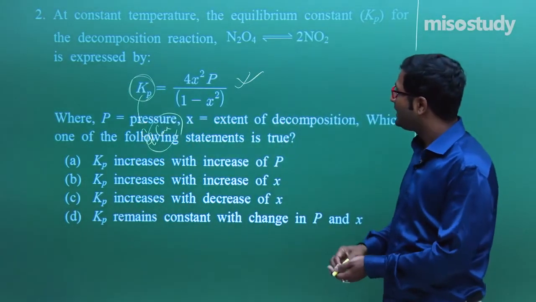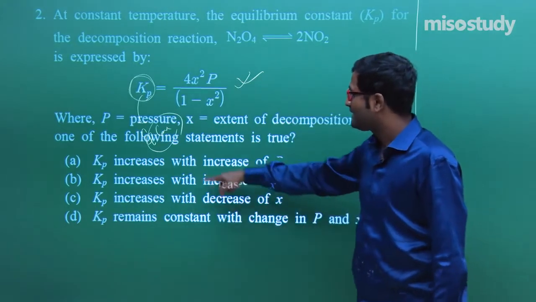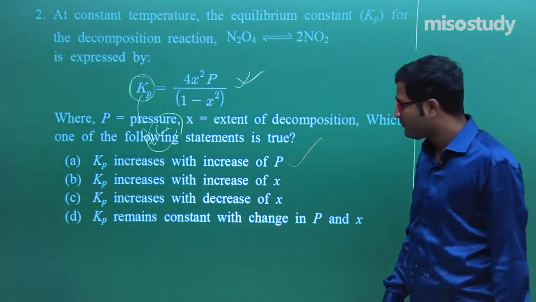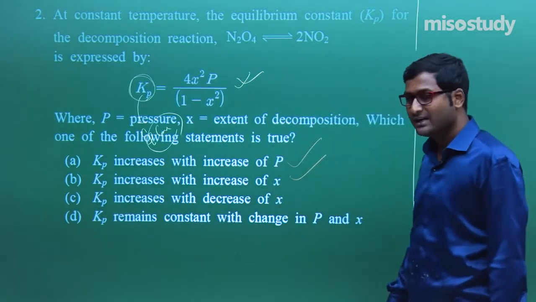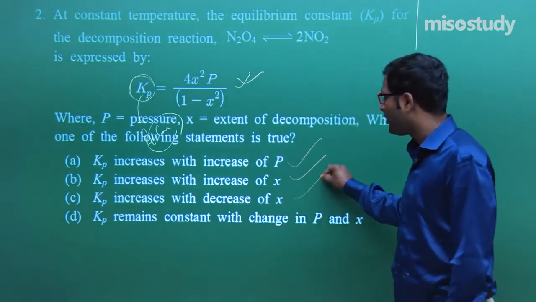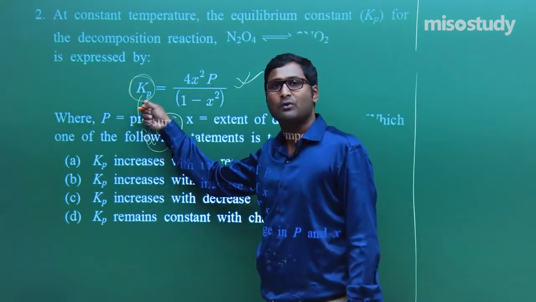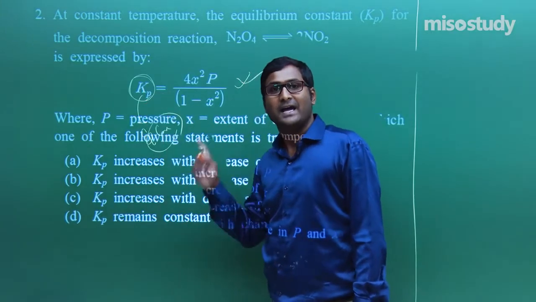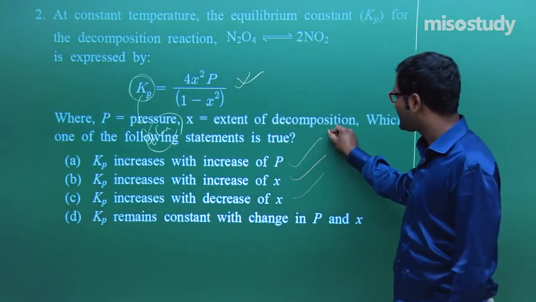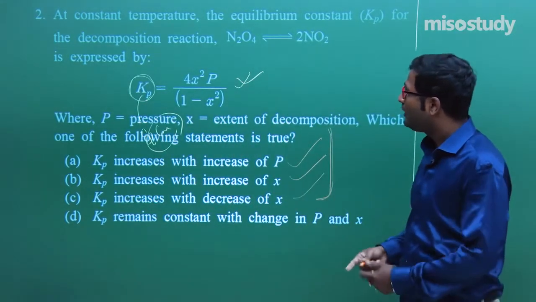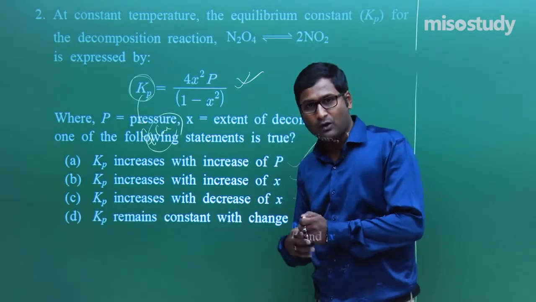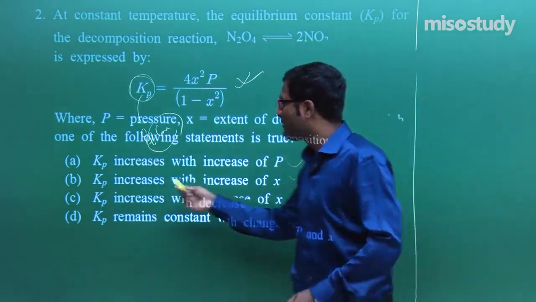Here, by looking at this, you might say that Kp increases with P, Kp increases with increase of x, Kp increases with decrease of x. But this is the value of the equilibrium constant. Listen carefully. It is independent of such factors. So by looking at this expression, what comes to our mind? That is option 1.